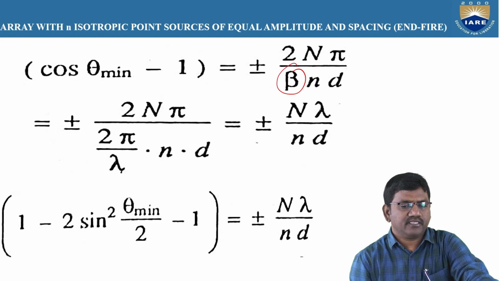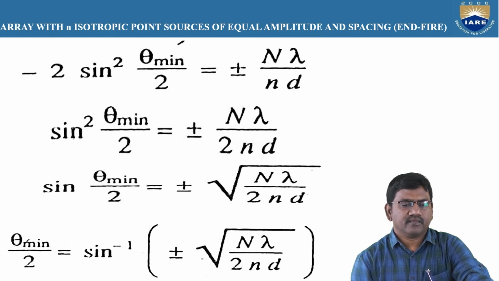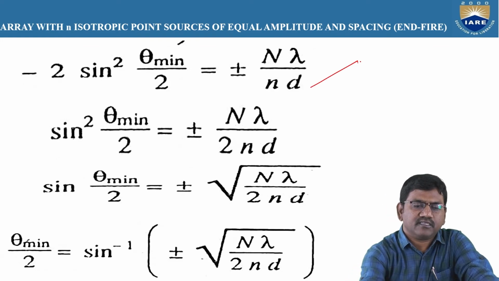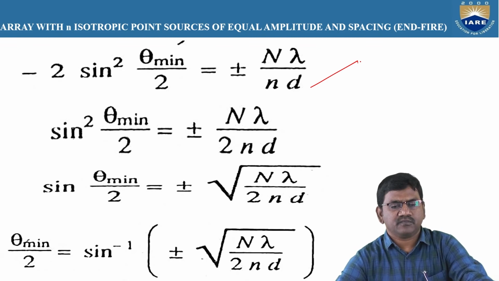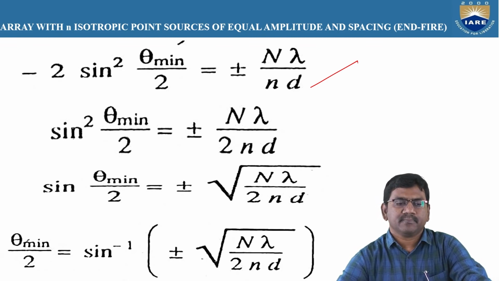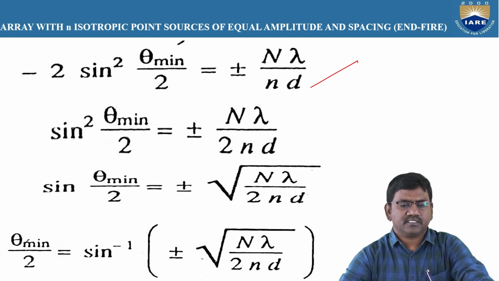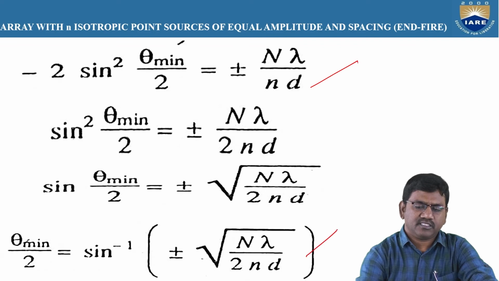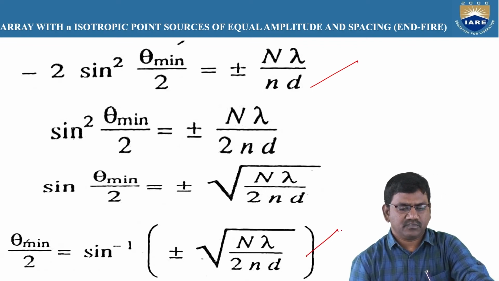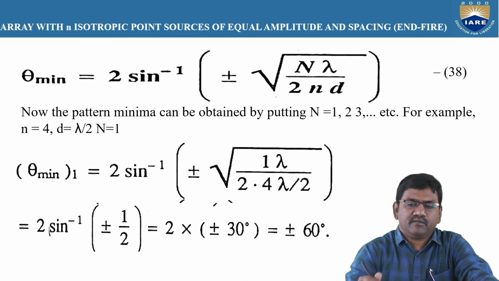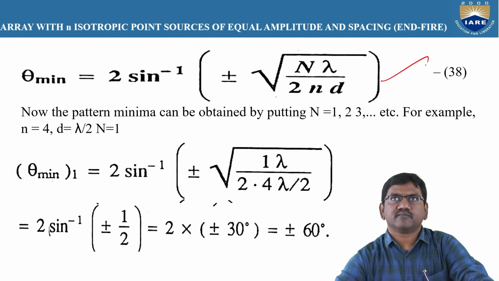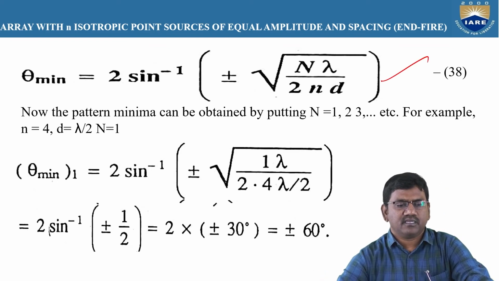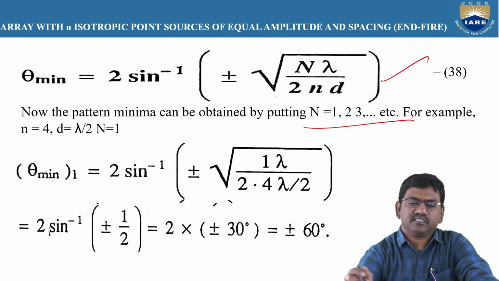If you further simplify, you add 1 and minus 1 on both sides, and you will get minus 2 sin square theta min by 2 equals plus or minus n lambda by N d. And sin square theta min by 2 is equal to plus or minus n lambda by 2 N d. We want to find out the theta min value. So theta min is equal to 2 sin inverse of plus or minus n lambda by 2 N d. Now pattern minima can be obtained by taking n is equal to 1, 2, 3.